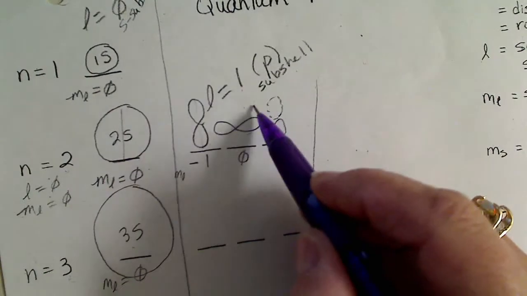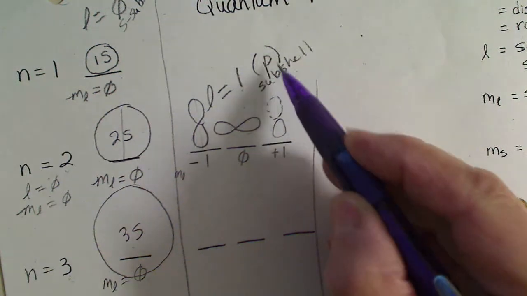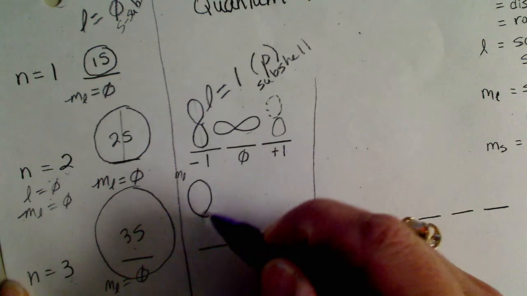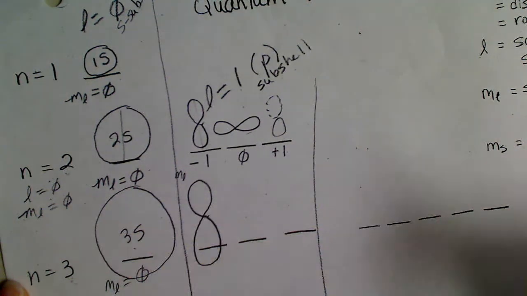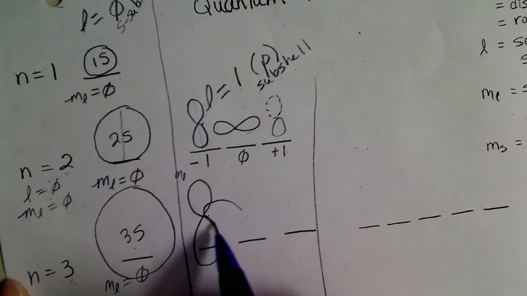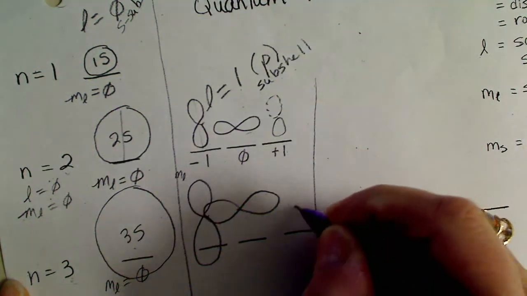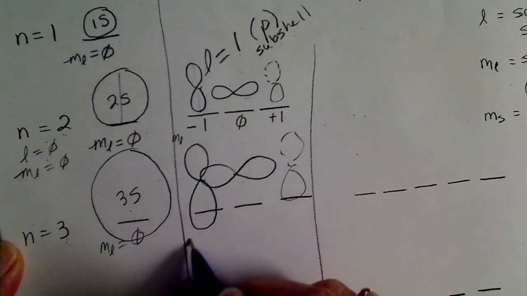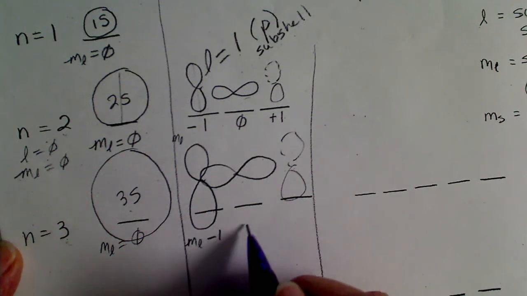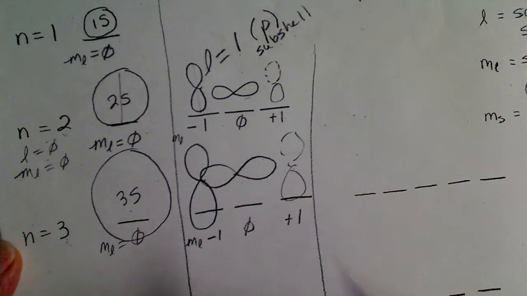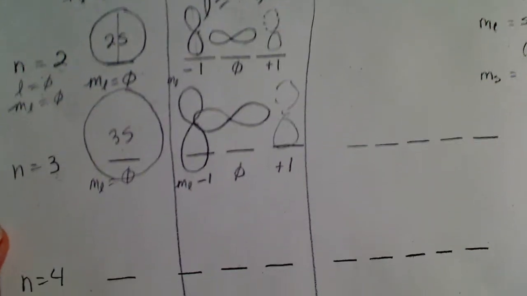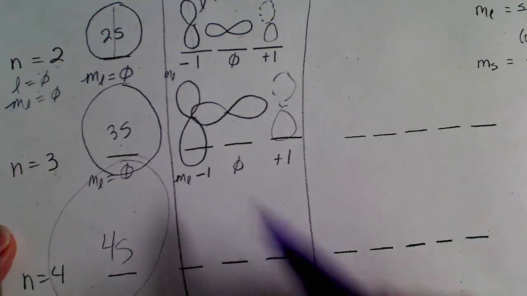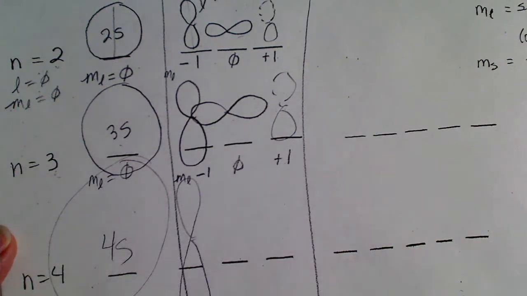When we get over to L equals 1, again, that's a p subshell. So those shapes are identical, but simply larger and higher in energy. So the m sub L values would still be the same: negative 1, 0, positive 1. And then a 4s orbital is just going to be larger. And I'll do one of the 4p's, I guess.